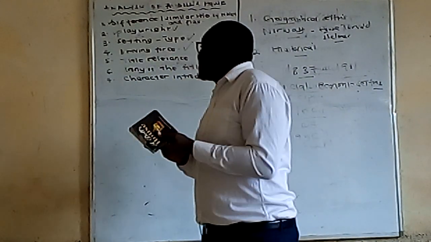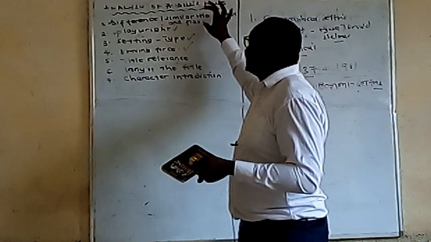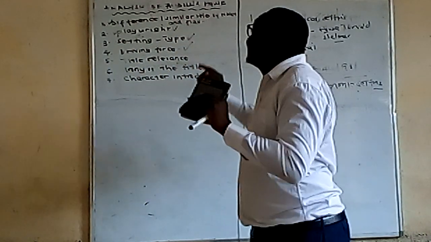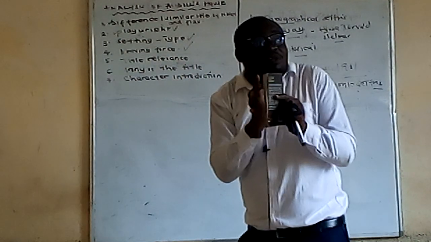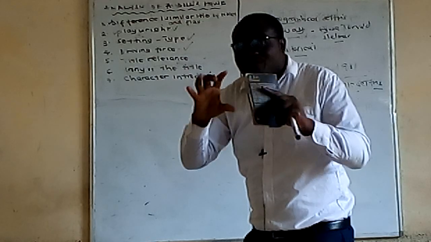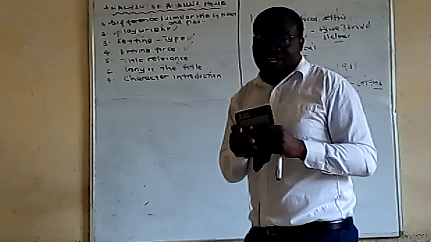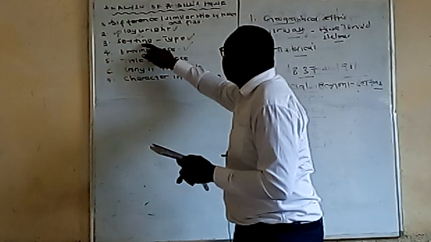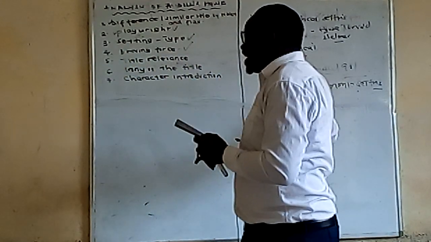The other thing that I want to go through, remember I've talked about similarities and differences between a play and a novel. I want us to move systematically. I've talked about the differences between a play and a novel. I've talked about the playwright and given you short information about Henrik Johan Ibsen. I've talked about the setting and I've divided the setting into three.